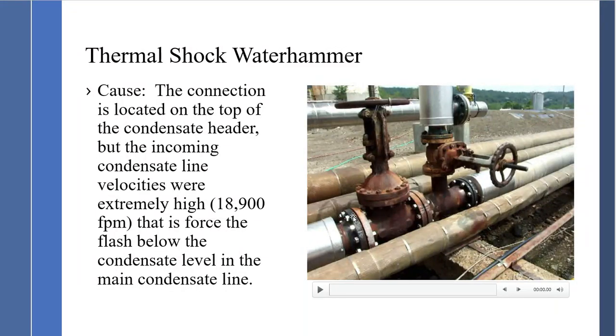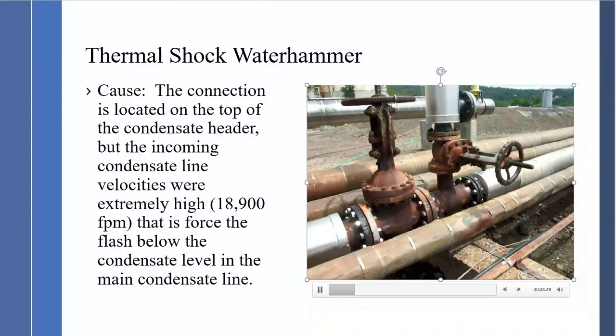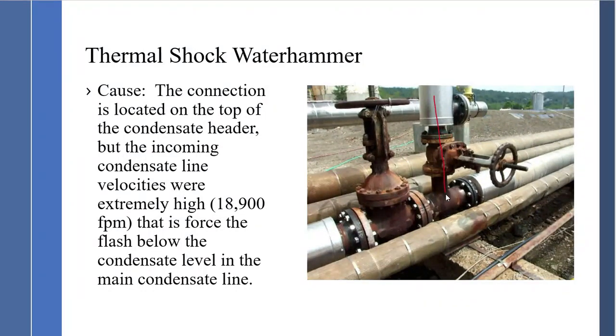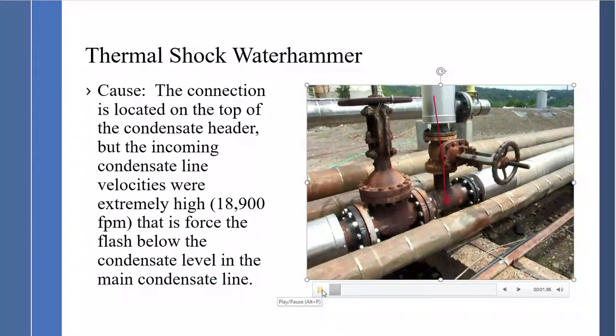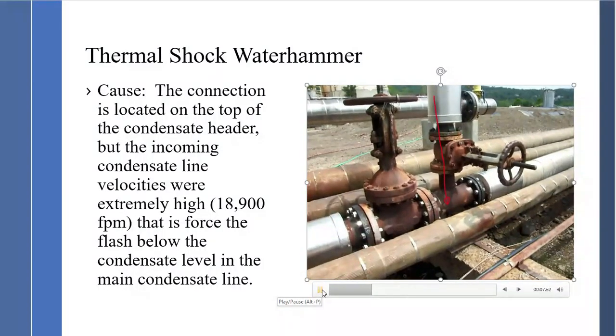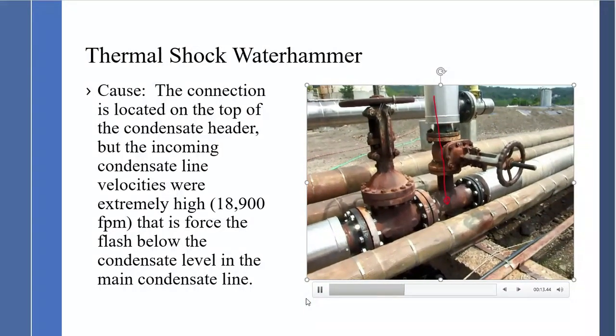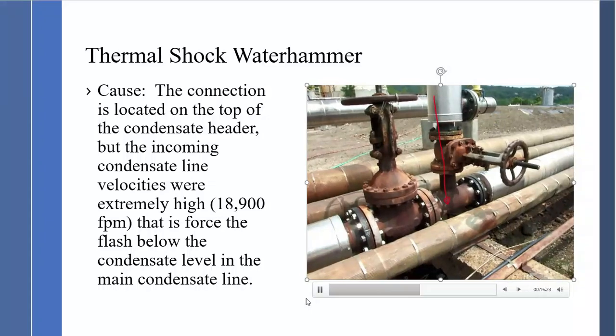Another type of Waterhammer. This was a case study where it was piped into the top of the condensate header, but due to the velocities being so great, the flash was being pushed below the water level and the bubble was collapsing. And you can hear the sound of the bubble collapsing. In calculations, the velocities were up around 18,900 feet per minute, forcing the flash below the condensate level, causing severe damage to the flanges and the piping surrounding this connection.